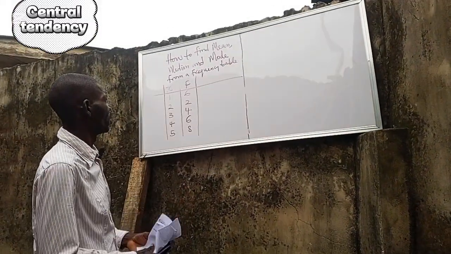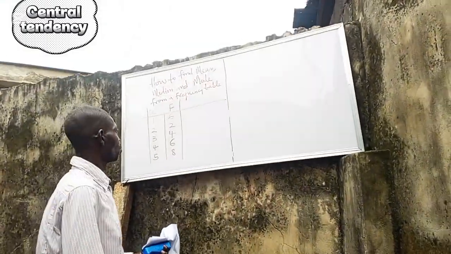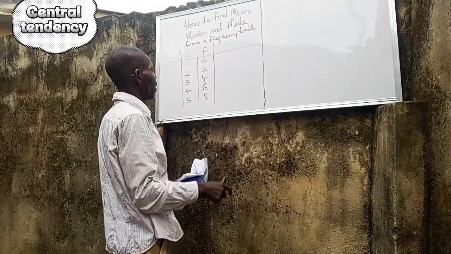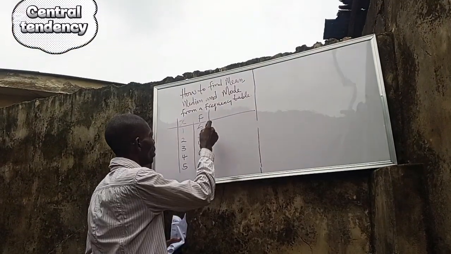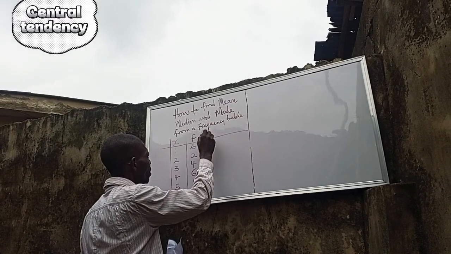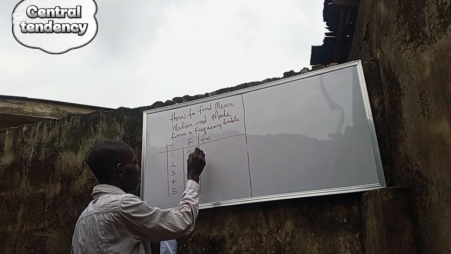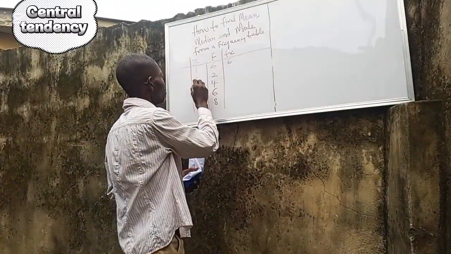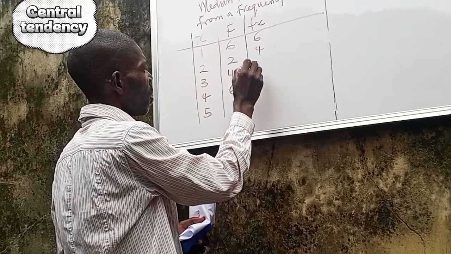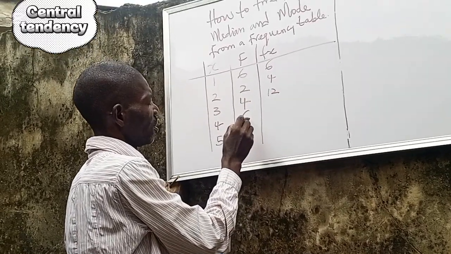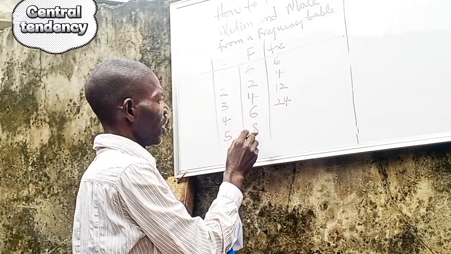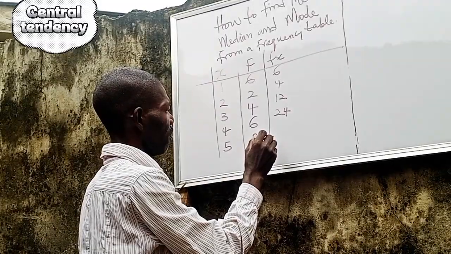So to get our mean, what we need to do is we find xf. So our xf will be 1 times 6, that will give us 6. 2 times 2, that is 4. 3 times 4, that is 12. 4 times 6, that is 24. 5 times 8, that is 40.